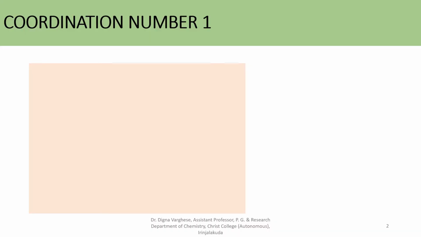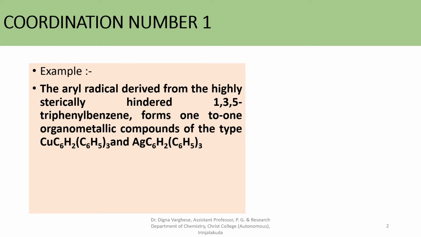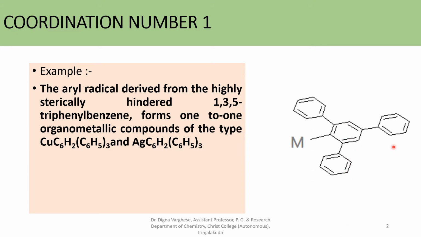Coordination number 1. Examples: the aryl radicals derived from the highly sterically hindered 1,3,5-triphenylbenzene form 1-to-1 organometallic compounds of the type shown here. You can see the metal atom joined to the 1,3,5-triphenyl group at the 1 position. Here the metal atom is directly joined to the carbon atom of the ligand, so it is an organometallic compound.